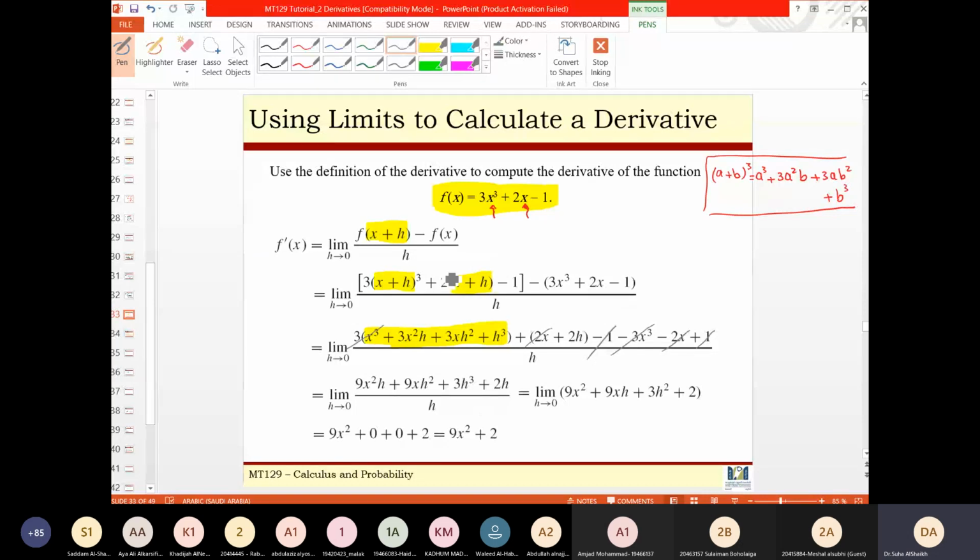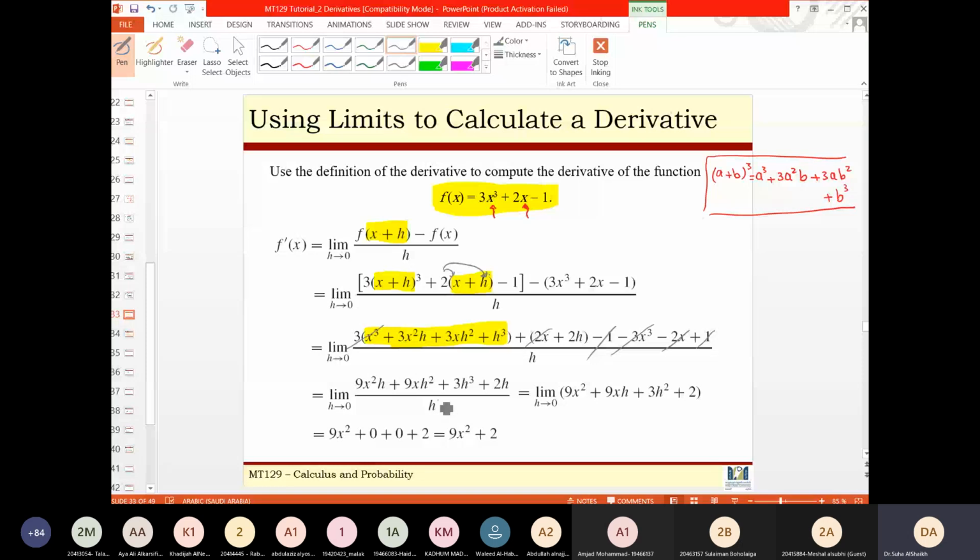2x plus 2h from this part. It is 2x and 2h. This part here. So we remain with 9x squared h. We remain with 9xh squared. We remain with 3h cubed, and from here I have the 2h.